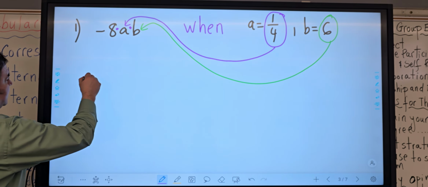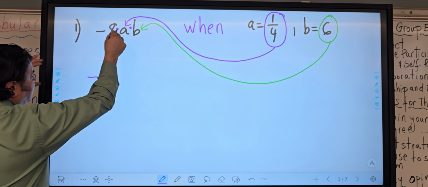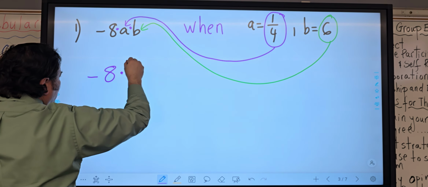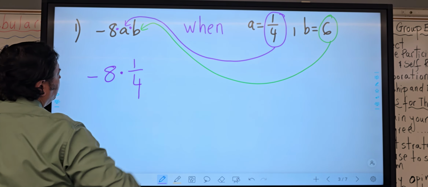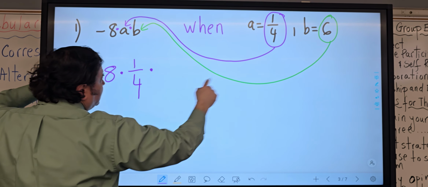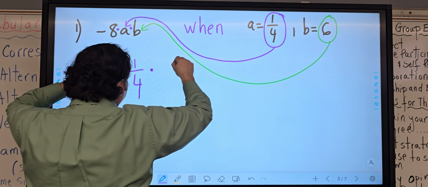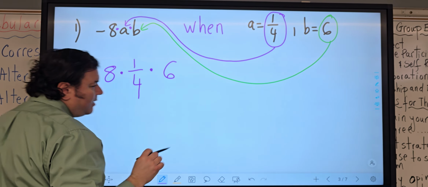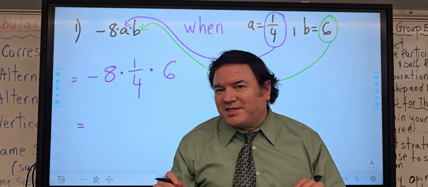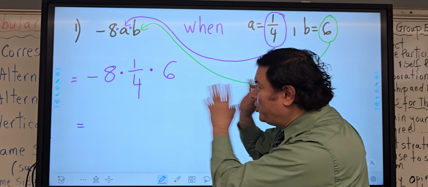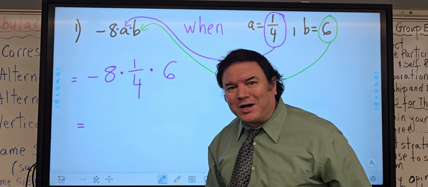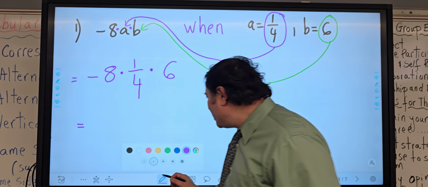So we have negative 8. Instead of a, we are going to substitute 1 over 4, so times 1 over 4. And times, instead of b, we are going to substitute 6. If you are struggling with fractions, now is the time for you to take a look at this example and solve those fractions. Okay? So what do you do next?